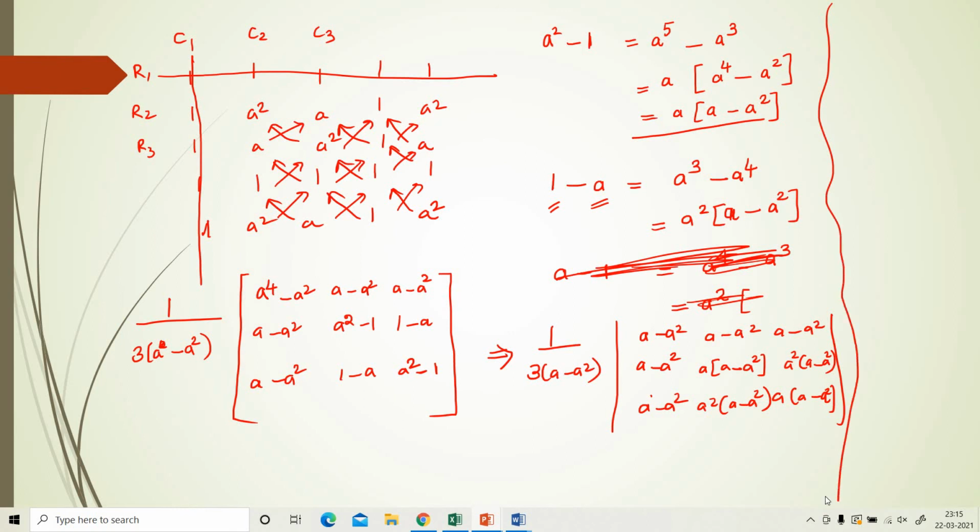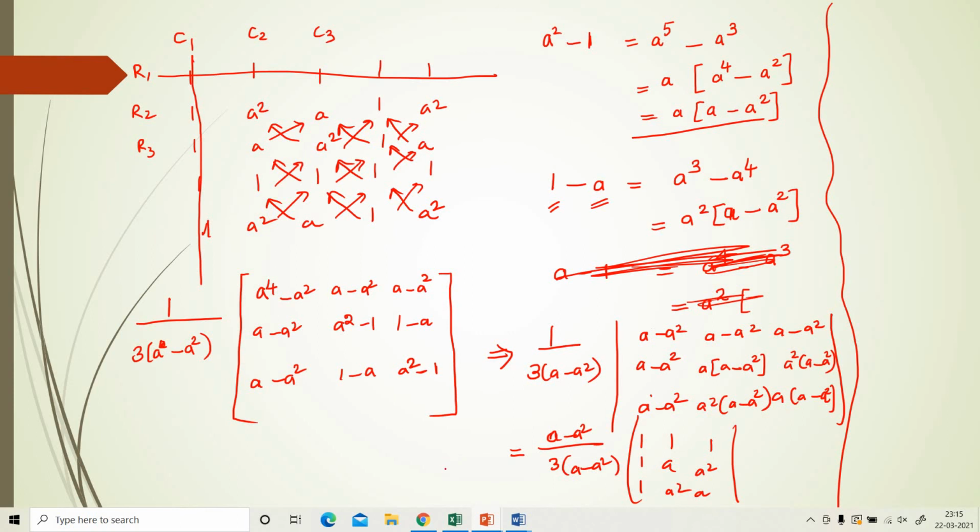Okay, now how to write this? Which one is common? A minus A square is common, so I have to take it outside. 3 A minus A square. So inside, what are the terms? 1, 1, 1, 1, 1. Then here A square, A.